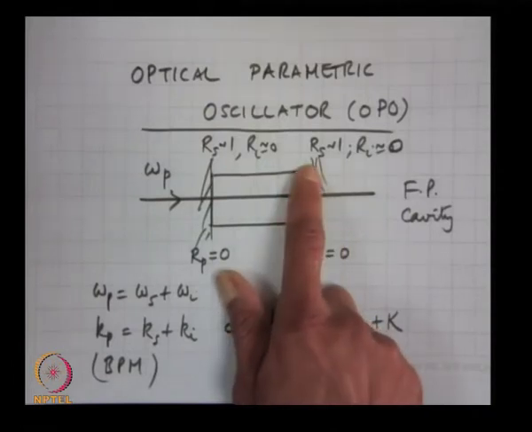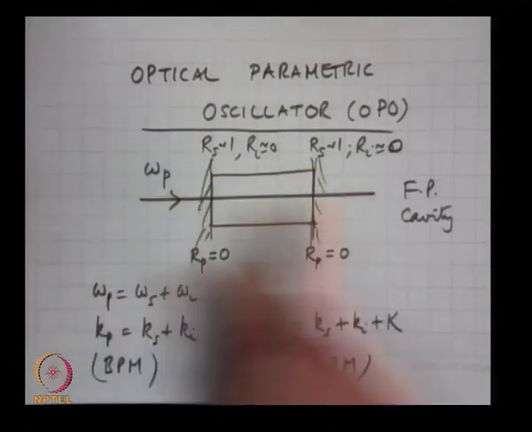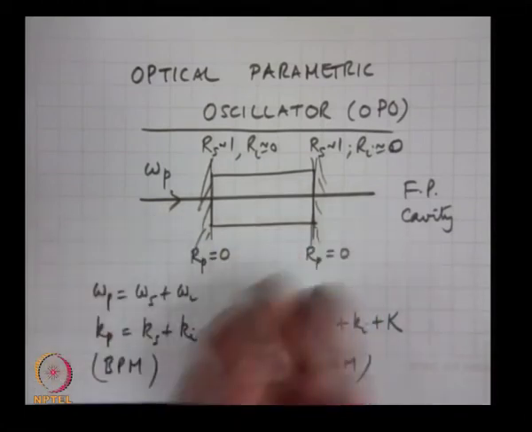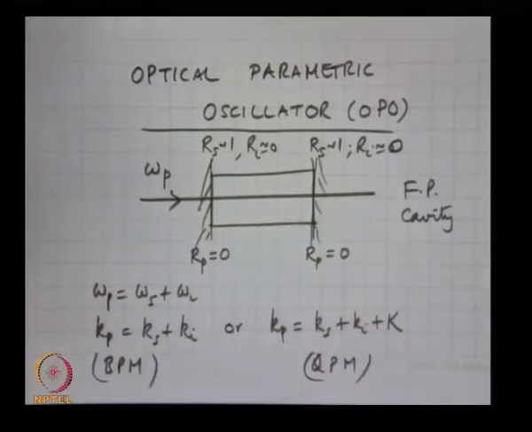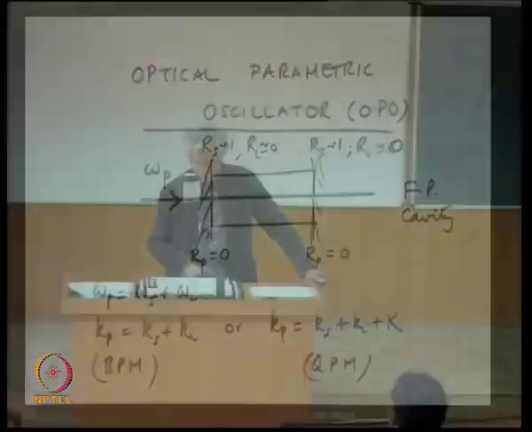If this is 99% and 99%, what I'm getting is 1% on either side of what is contained inside the cavity. Whatever is contained inside the cavity has to be of the order of the power of omega p. So at the output, we are getting very little power of omega s, because it's only 1% of the maximum that is achieved inside the cavity. Yes, but that could be in watts.